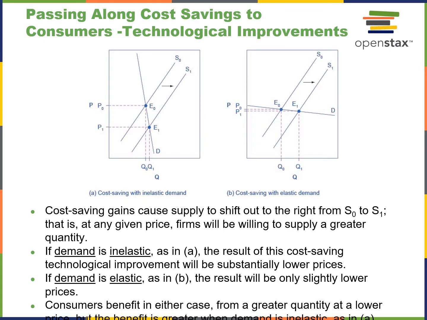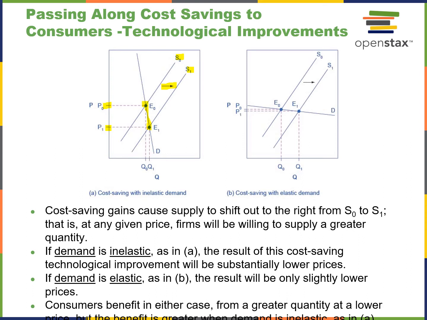Criteria for passing along cost savings to consumers: technological improvements. Cost savings cause supply to shift out to the right from S0 to S1. So this is a case where S0 goes to S1. And if the demand is inelastic, the result will be that technological improvement will substantially lower prices. That's indicated by the movement down the demand curve from E0 to E1, this price versus this price.